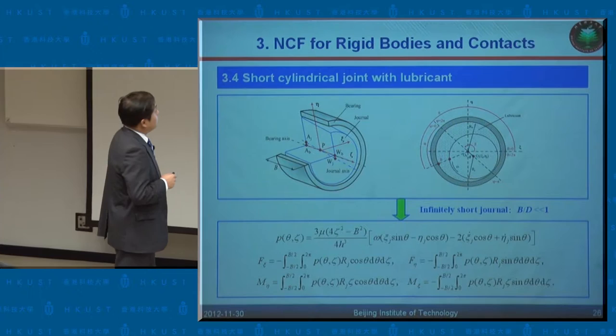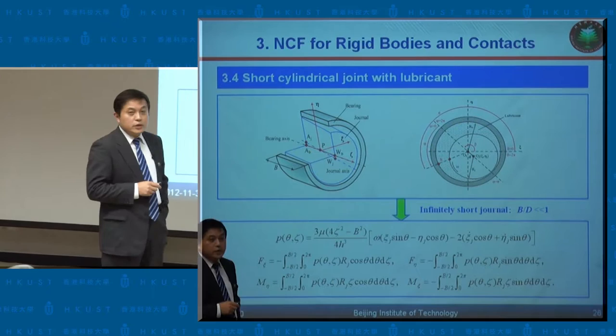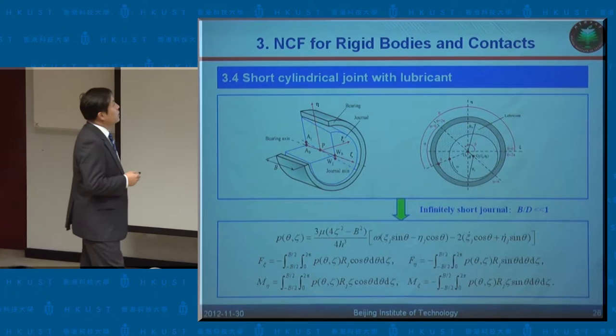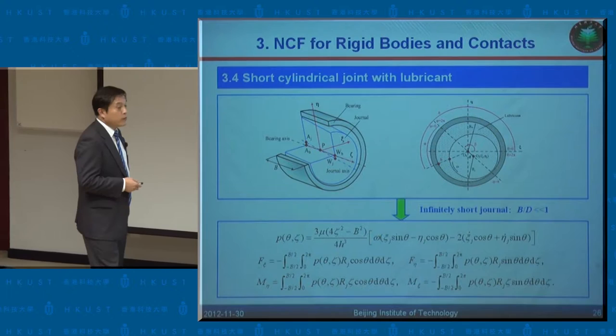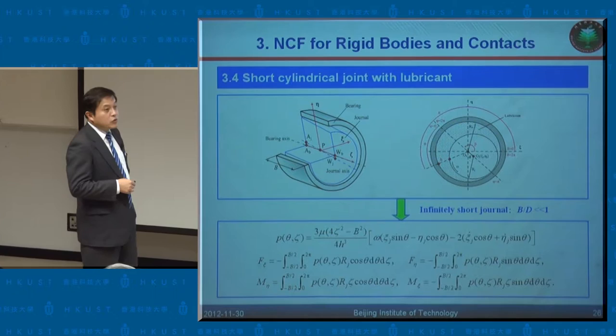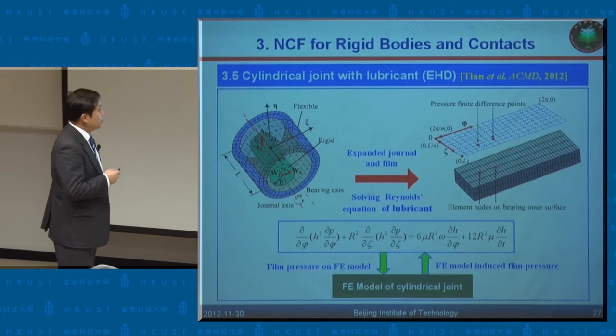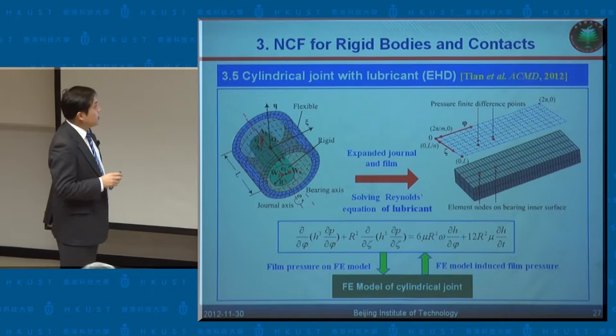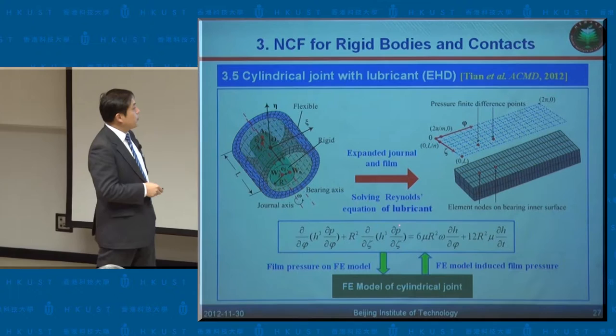In most cases, we will put some lubricants in the joint to make the dynamic performance even better. So we have 2 cases. If the cylindrical joint is very short, we can use a simplified model. Here, the pressure between the journals and the bearings can be expressed as a function. You do not need to solve any ODE or PDE. However, this is a very specific case. In most cases, we do not put any assumptions on the length of the journal. And in this way, we need to solve the Reynolds equation of the lubricant. And this is not very difficult nowadays if you use difference schemes.